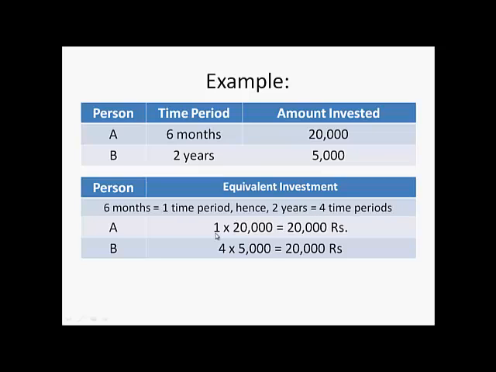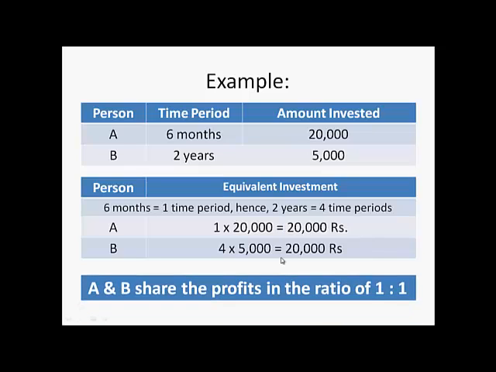So for A, one time period multiplied by 20,000 gives an equivalent capital of 20,000. For B, 4 time periods multiplied by 5,000 gives me an equivalent capital of 20,000. So although the time periods are different and the amounts invested are different, technically speaking, the capital invested by both A and B is the same. So any profit that they gain or any loss that they incur should be in the ratio of 1:1. They equally share the profit or the loss.